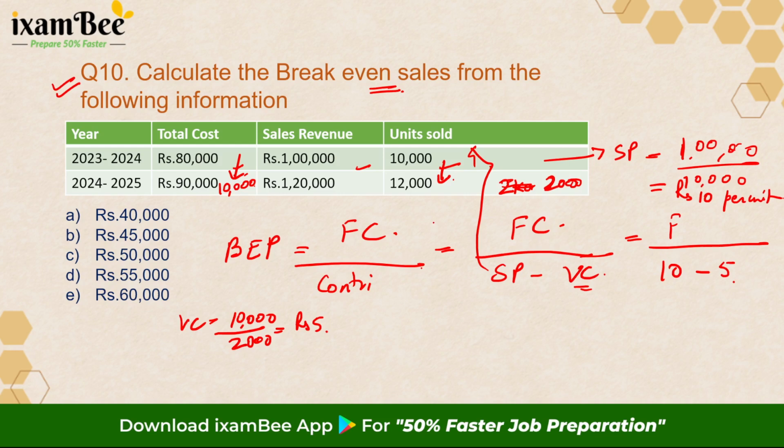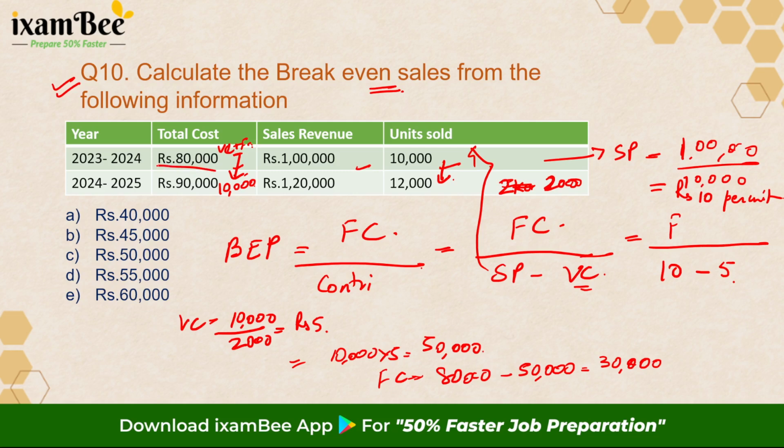Now once I know my variable cost, here I can calculate my total cost is a combination of variable cost plus fixed cost, right? Now my variable cost is what? 10,000 units into 5, which is 50,000 rupees. That means out of this total 80,000, my fixed cost will be 80,000 minus 50,000, which is 30,000. So that's my fixed cost. You can recheck it by putting in the numbers here also. 12,000 into 5, 60,000. 90,000 minus 60,000 is 30,000. So same, fixed cost is 30,000.